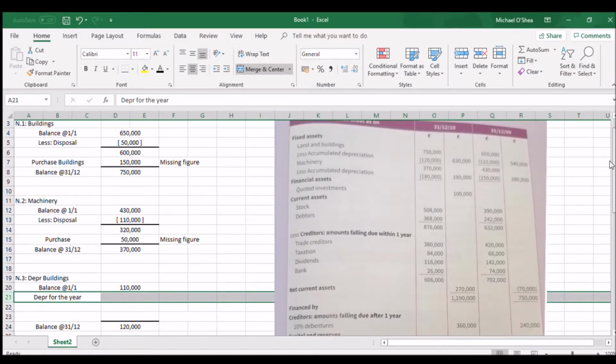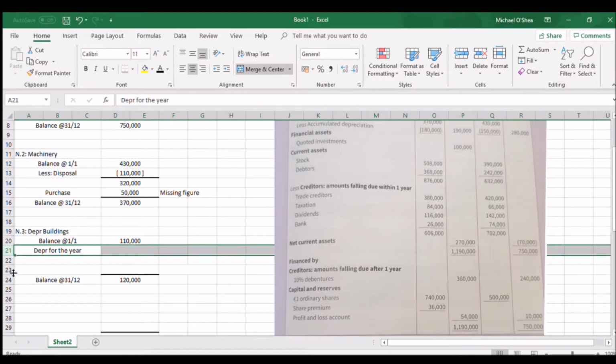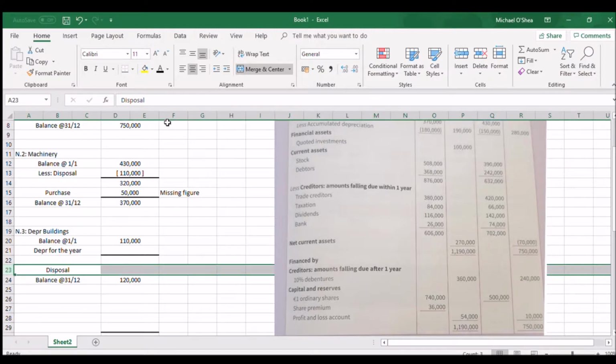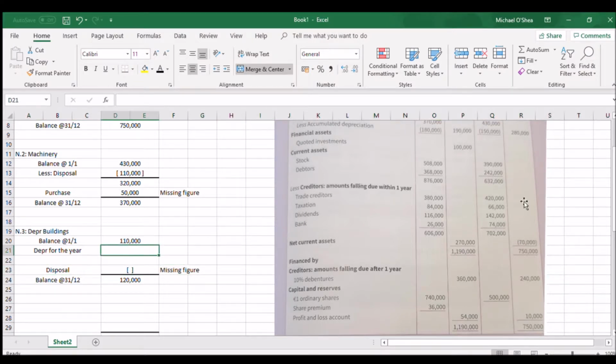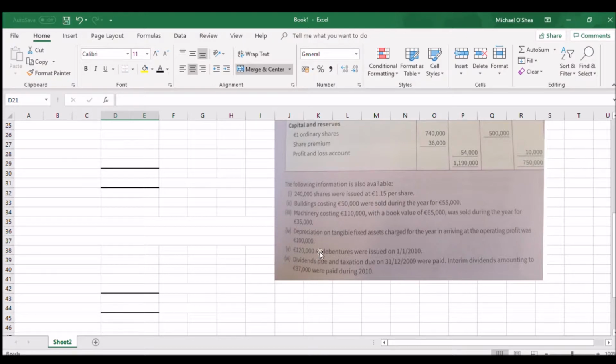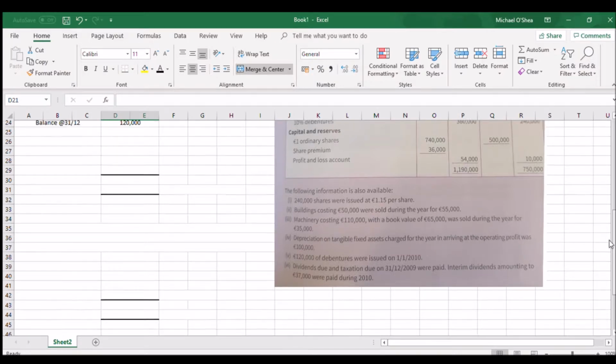So this disposal figure is actually an unknown figure. I don't know how much it is, so right now I can't calculate it. My disposal figure is a missing figure. My depreciation for the year I can't calculate at the moment, because all they've told me is that depreciation on tangible fixed assets, which is going to be buildings and machinery, charged for the year and arriving at operating profit was 100,000.